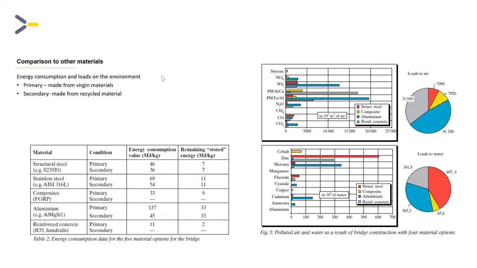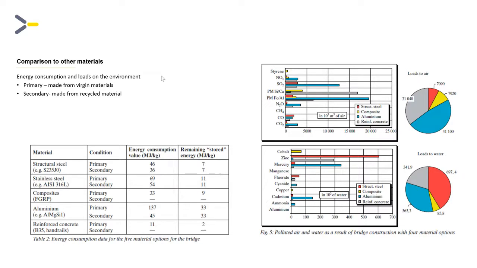But what he found out was that structural steel, depending on whether it comes from virgin material or is recycled, requires about 46 to 36 megajoule per kilogram to manufacture. Stainless steel, due to its nature and more chemical processes, needed more energy, which is 69 to 54, and glass fiber normally primarily comes from virgin material. It's about 33 megajoule per kilogram.